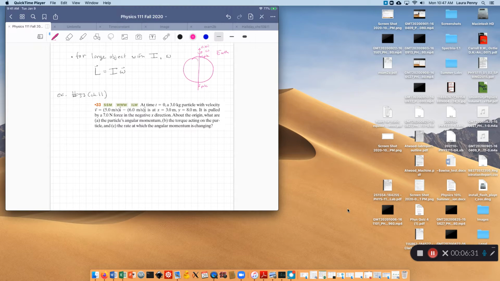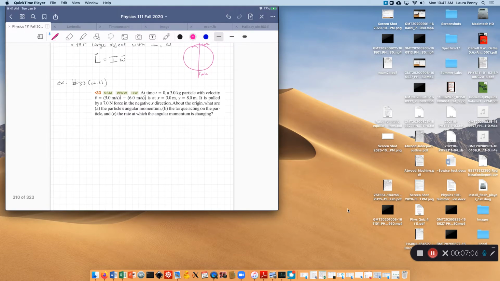So let's do this problem really quickly. Number 33 from chapter 11 says that at time equals 0, a 3 kilogram particle has a velocity, which it gives to us in unit vector notation, and it tells us its position. It's pulled by a 7 Newton force in the negative x direction. About the origin, what are the particle's angular momentum, the torque acting on the particle, and the rate at which the angular momentum is changing?